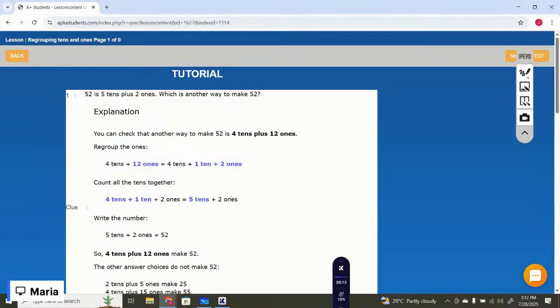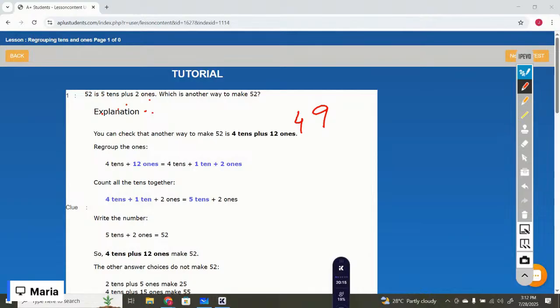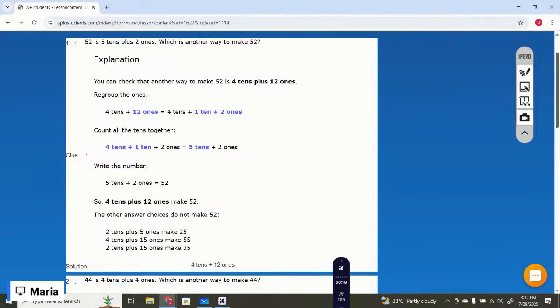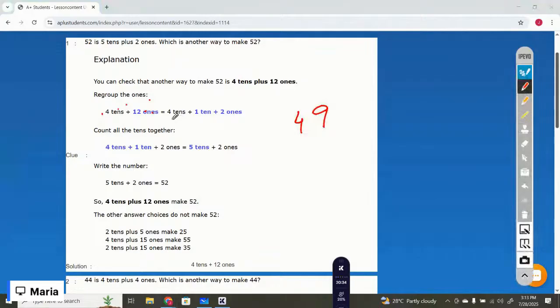52 is 5 tens plus 2 ones, which is another way to write 52. So we need to find another way to write 52. Basically, we are given four options, right? You need to select the one from the options. So you can check, another way to make 52 is 4 tens plus 12 ones. So 4 tens means we have 4 tens, and 12 means we have 1 ten and 2 ones. So if we collect the tens, we have 5 tens and 2 ones.